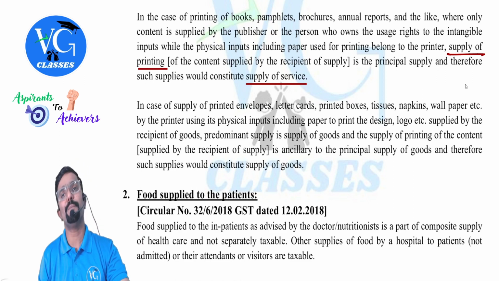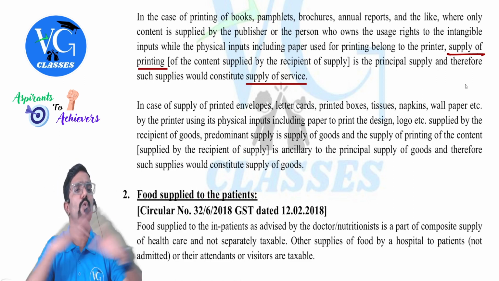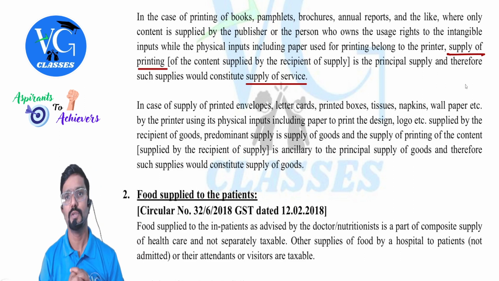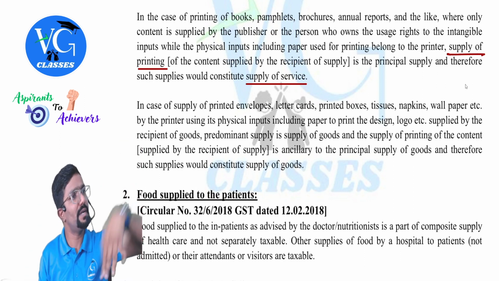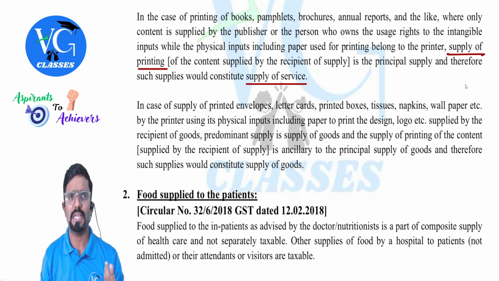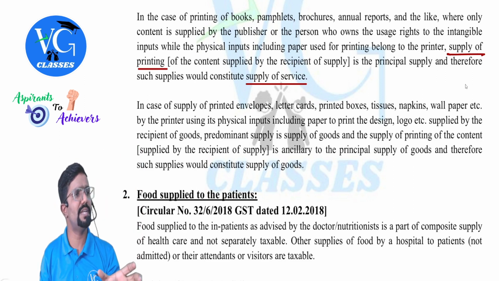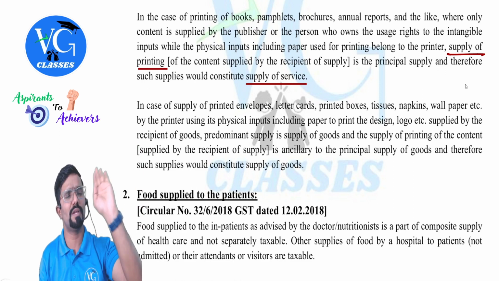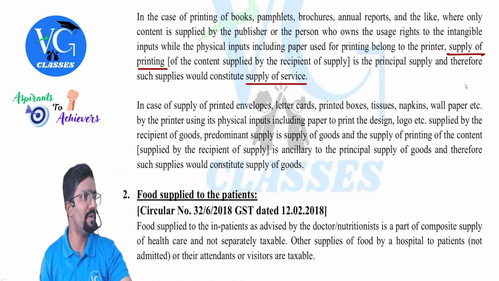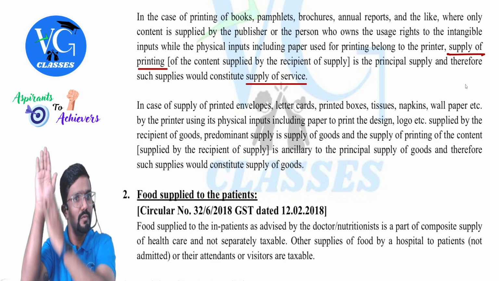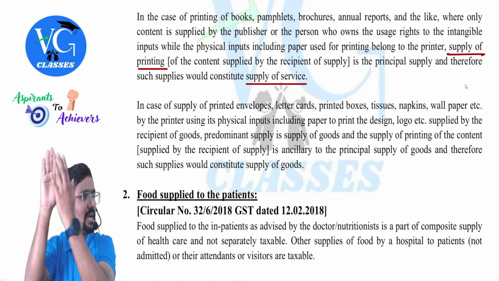Same case with pamphlets and all. Now assume I want to print 1,000 pamphlets for my business. I will give the content, correct? I cannot tell him, whatever you want, you print on the pamphlet and give it to me. Who will tell like that? I will tell what should be in the front, what should be on the back, everything. I would have given the content and I will tell the printer, please print 1,000 pamphlets and give them to me. So what will he give? He will give a pamphlet, which is a sheet, along with the content.